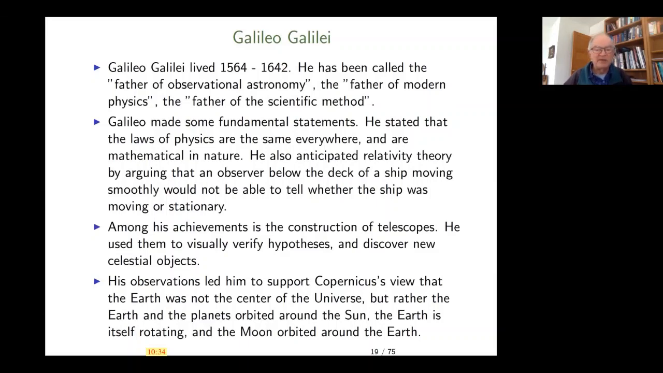His observations led him to support Copernicus's view that the Earth was not the center of the universe, rather than the Earth and the planets orbited around the sun, and the Earth itself is rotating, and the moon orbits around the Earth. So these great discoveries were done in the 16th century, the great discoveries that for us today are common knowledge.